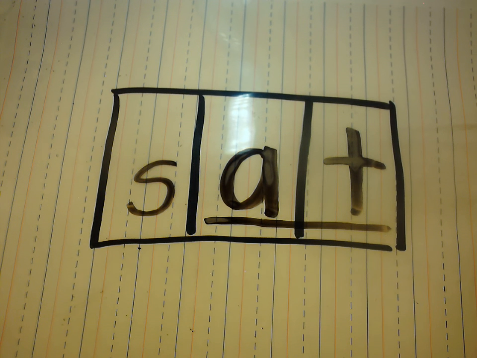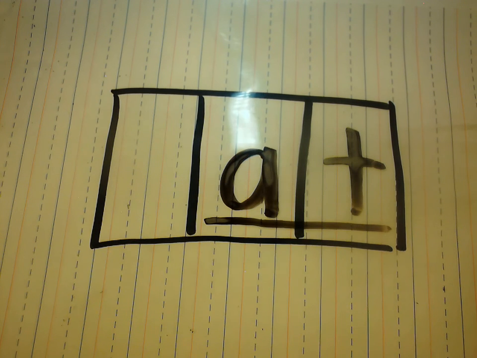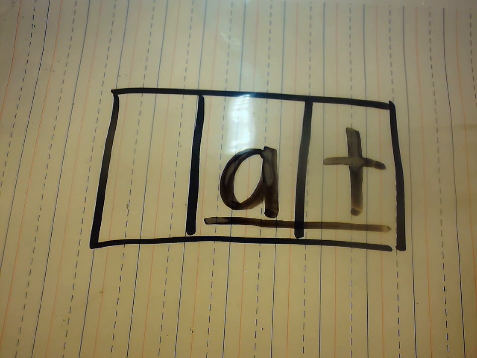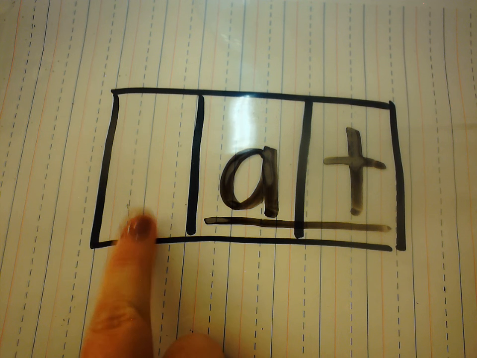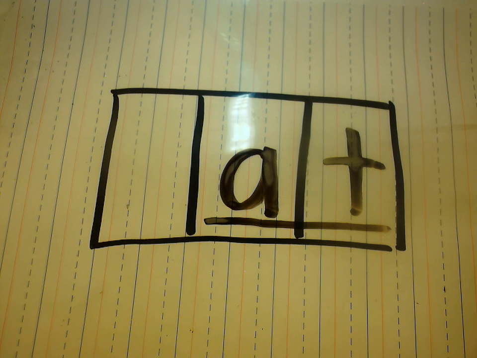Now, what I want you to do, friends, is let's go through the alphabet, just one letter at a time, to see how many at words there actually are. Let me model it for you. I'm going to erase this S. The first letter of the alphabet is A. It says ah, but that won't work because that's a vowel. I can't put a vowel in a consonant space. So I have to go on to the next letter.